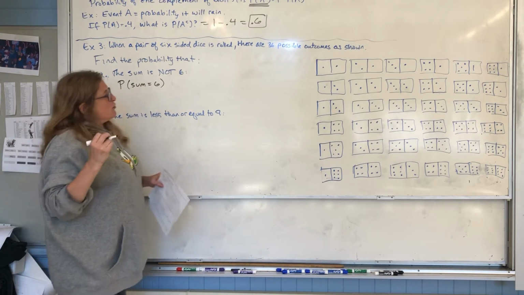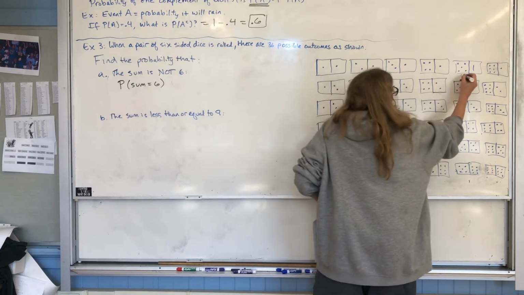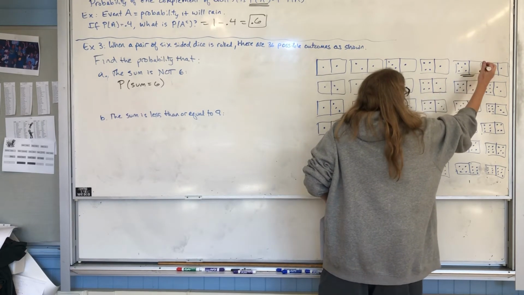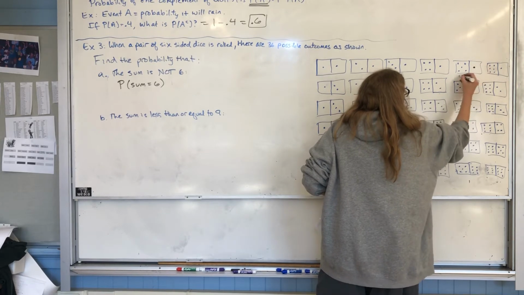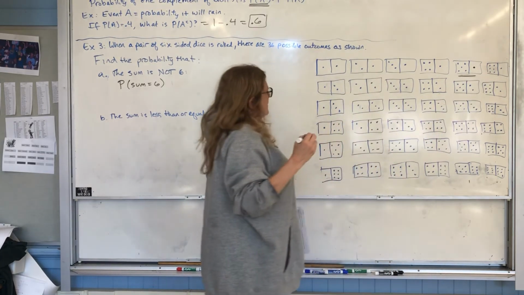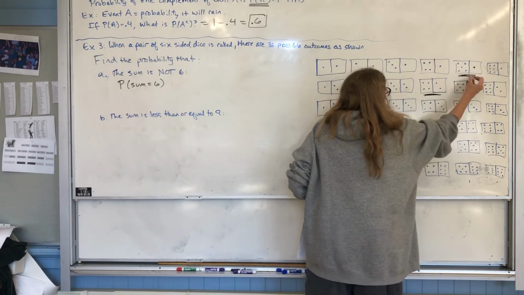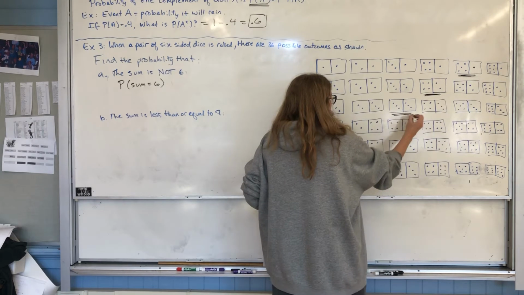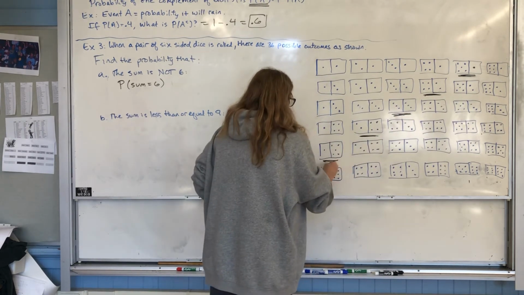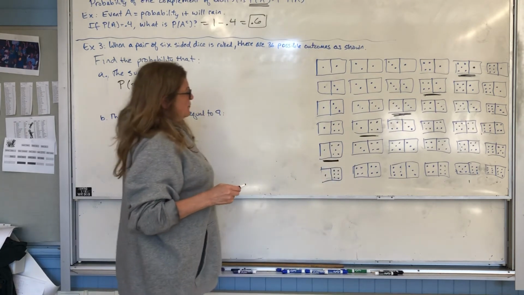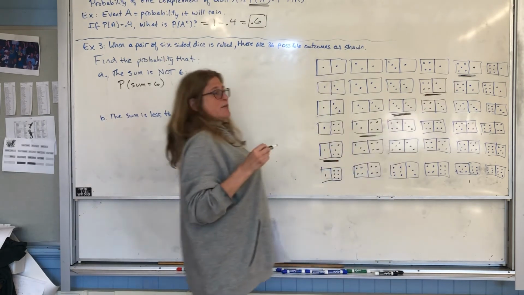I'm just going to circle or underline the ones where the sum is 6. Well, 5 plus 1 is 6. Oh no, that's not right. Oh no, that's right, 5 plus 1 is 6. What else has a sum of 6? This has a sum of 6. This has a sum of 6. This has a sum of 6. And this has a sum of 6. So how many did I underline? I underlined 1, 2, 3, 4, 5 out of 36.